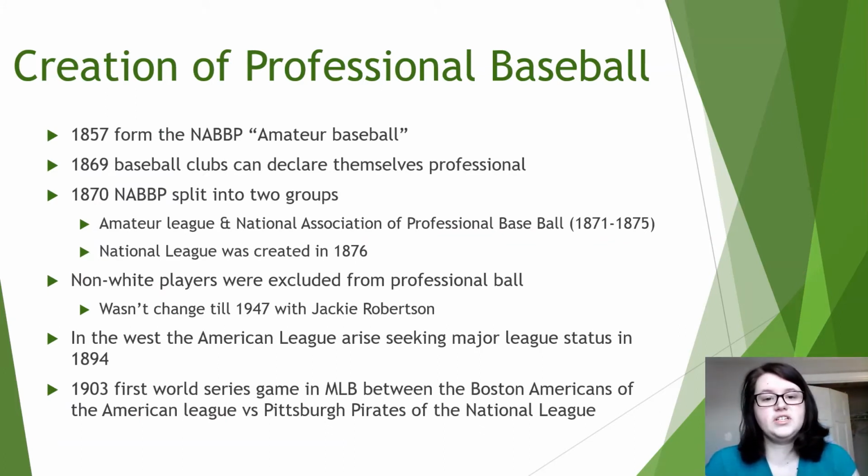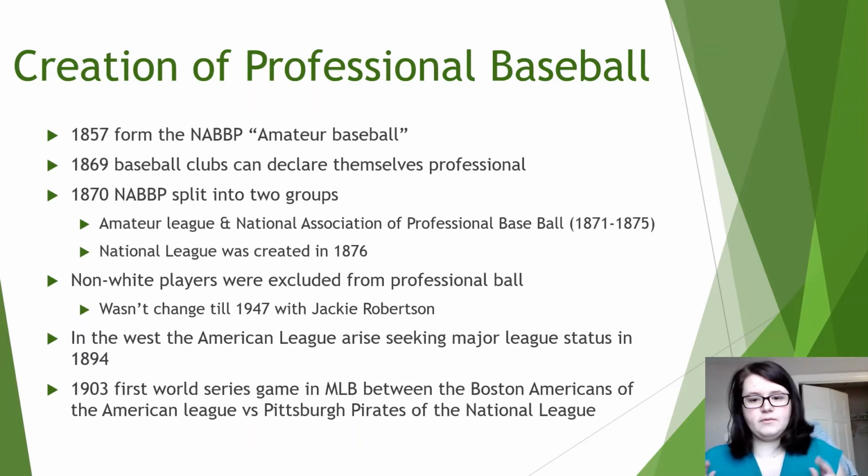So, the creation of professional baseball. In 1857, they formed the National Association of Base Ball Players. The double B is because back then they split baseball into two different words, and this was for the amateur baseball players, which is why I put it in quotations, because even though it's amateur, the difference between amateur and professional is payment. So back then, even though they were all amateur players, some people were getting paid for playing baseball, which was why they split up in 1869, where baseball clubs could declare themselves professionals.